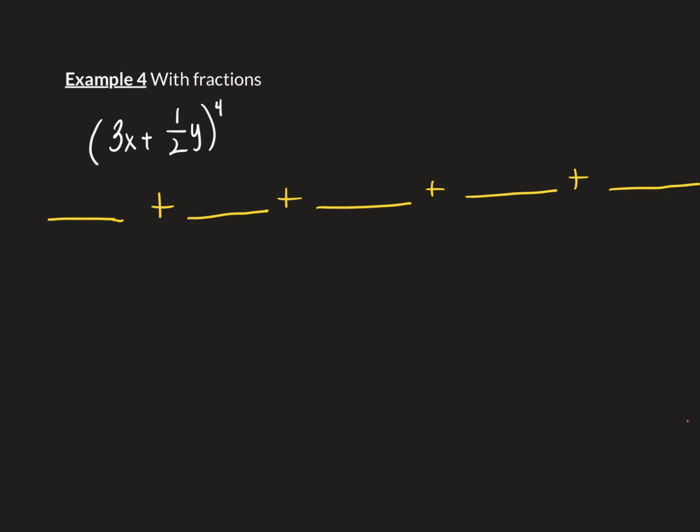I'm going to start with this term on the left. So 3x to the 4th power. So I didn't put plus 1 up there, but we did add 1. And then I'm going to have in the second term 3x to the 3rd power. And then in the third term 3x to the 2nd power. And 3x to the 1st power. And 3x to the 0 power. Then I'm going to go to 1/2 y.